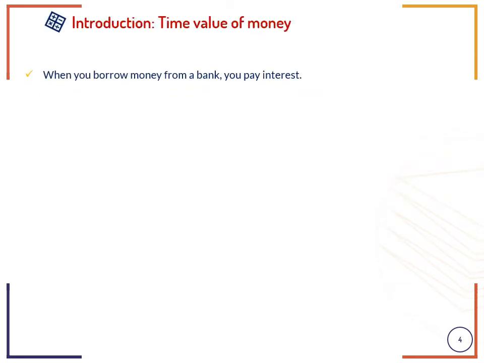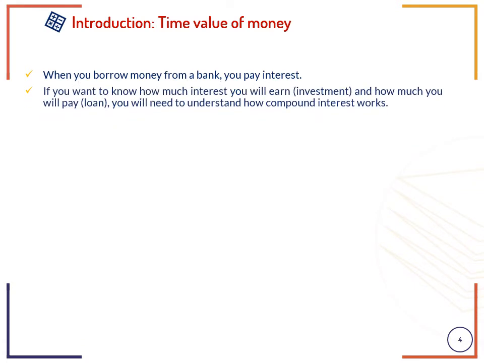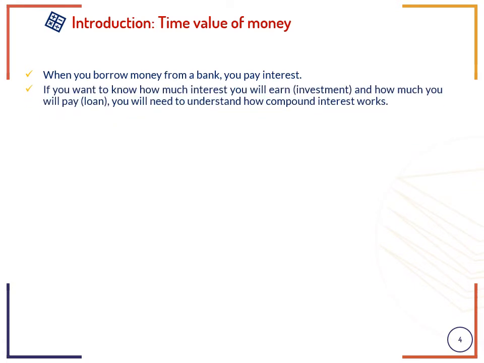When you borrow money from a bank, you pay interest. If you want to know how much interest you will earn on your investment, or how much you will pay above the cost of the principal amount of a loan, you will need to understand how compound interest works. Compound interest is calculated on the original principal and on the accumulated past interest. The concept of compound interest is used in financial planning, investment, budgeting, and financial control.